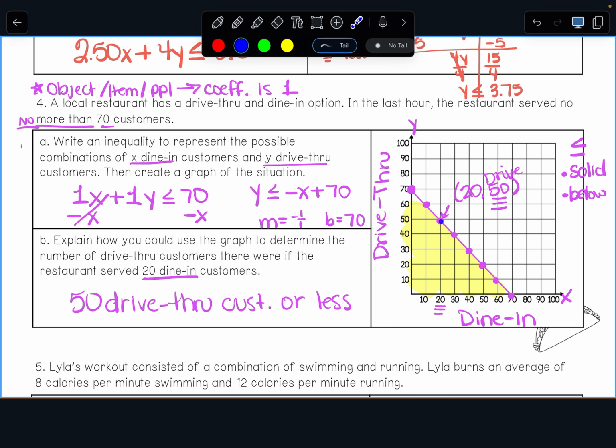That does include not just 40, 30, 20, 10, but 50, 49, 48, 47, 46, 45, 44, 43, 42, 41, 40, right? Any number below 50, but a maximum of 50. Is 50 included? Yes, 50 is included because it's on a solid line. Okay?